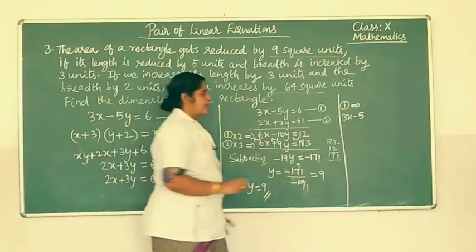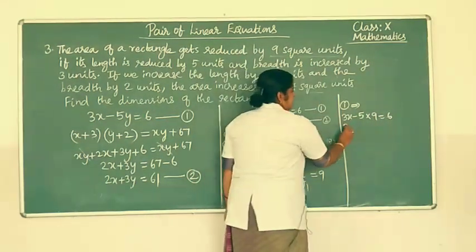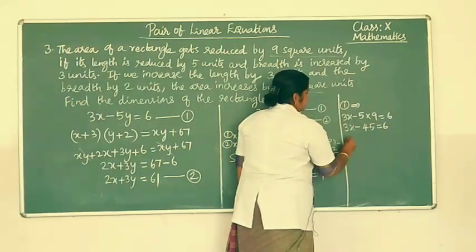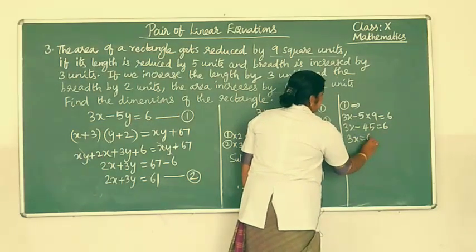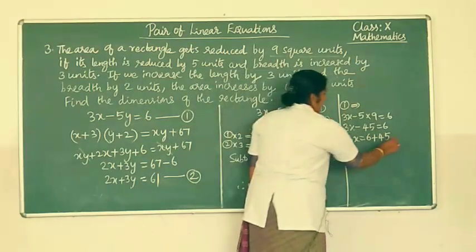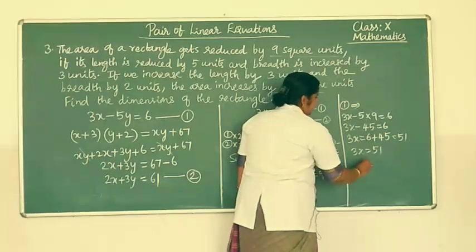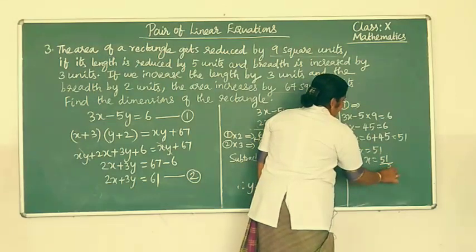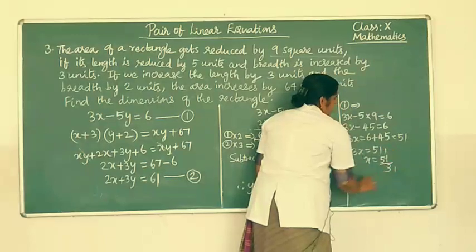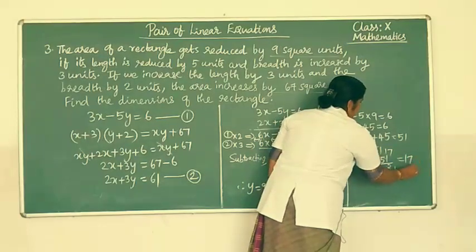y equal to 9. So 5 into 9, equal to 6. Now you get 3x minus 5 nines are 45 equal to 6. So 3x equal to 6 plus 45. 6 plus 45 is 51. 3x equal to 51. So what is x? x equal to 51 by 3. Now reduce it by 3. We will get 17. So 17 is the value of x.